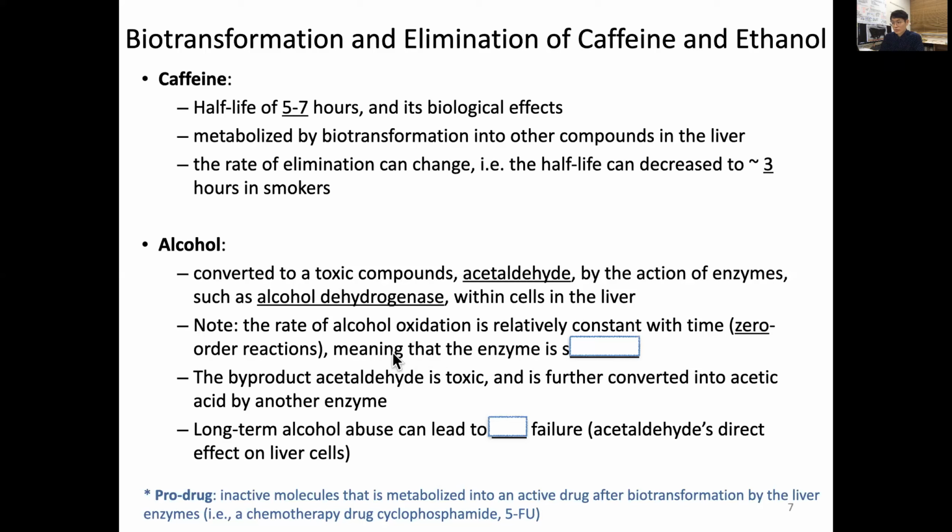So what does this zero order reaction mean? It means that the enzyme is almost saturated. The enzymes keep working while the amount of alcohol is still abundant, so you can't convert more. The byproduct acetaldehyde is toxic and is further converted into acetic acid by another enzyme. So it's not a very good idea to do heavy drinking because you can accumulate this toxic product. Long-term alcohol abuse can lead to liver failure.